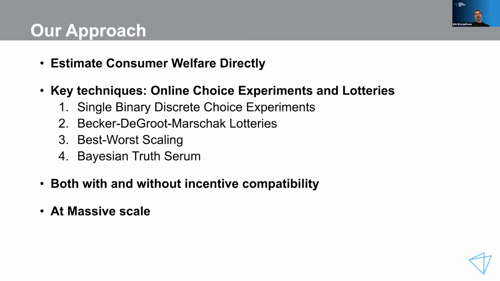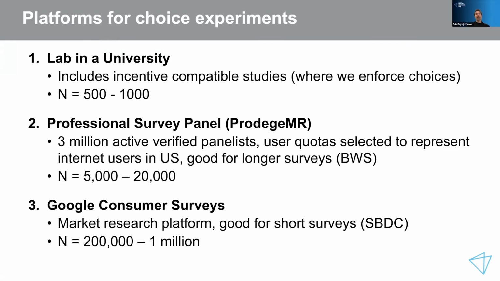In most of these things I'll show you, we do it with incentive compatibility. That is, we enforce people's choices, but we can do it at greater scale if we don't impose that requirement, and we can compare how accurate they are when we either impose it or don't impose it. So the first one I'll describe is a set of choice experiments we did at a lab at a university over in the Netherlands, where it was easy for us to enforce their choices and monitor what people were doing.